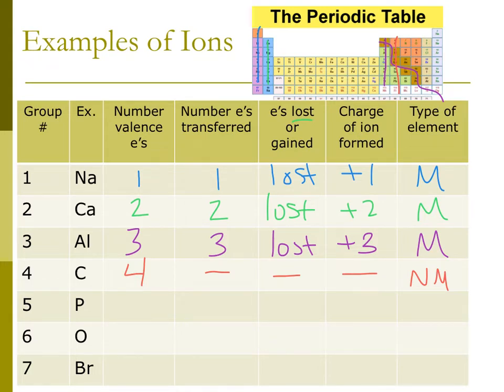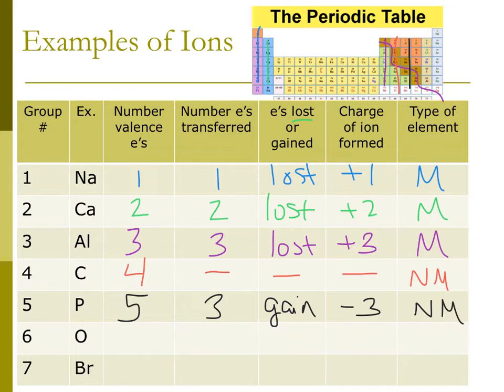On to phosphorus, which would be in the 5th or 15th column, therefore having 5 valence electrons. At this point, it would be easier actually to gain 3 more electrons than it would be to lose all 5. Since it has 5 and wants to get up to 8, we would need to gain 3 electrons, giving it a -3 charge. And now we are definitely on the right side of the stair-step line.